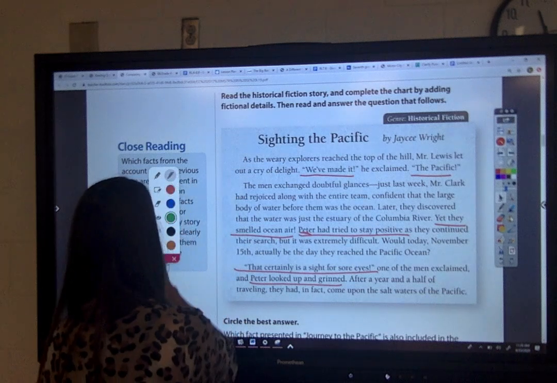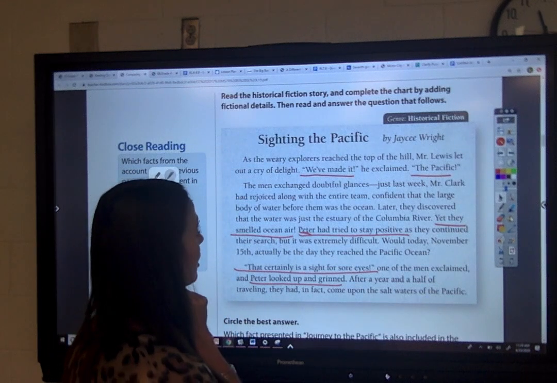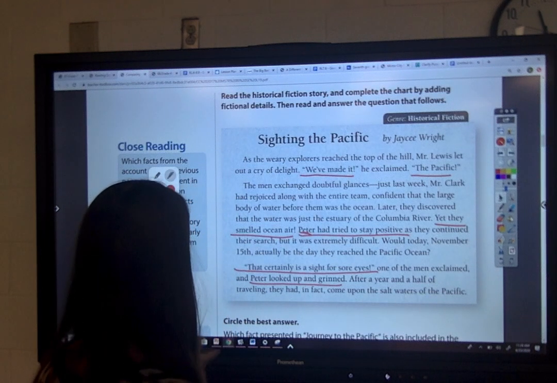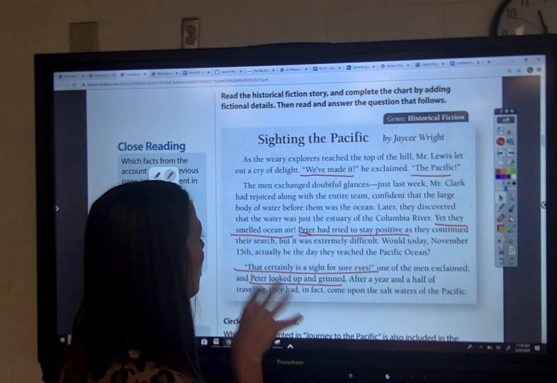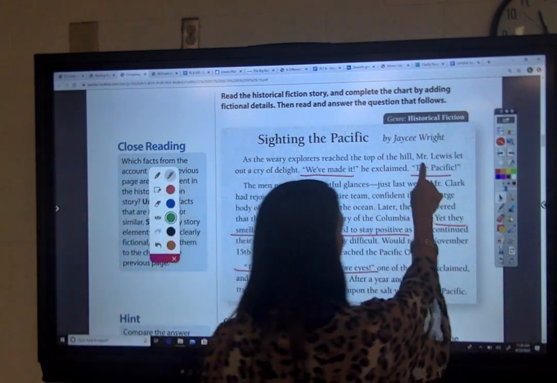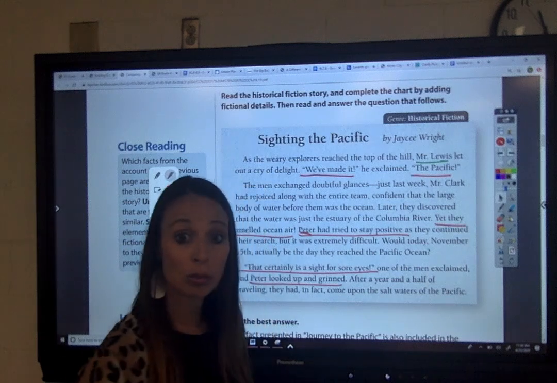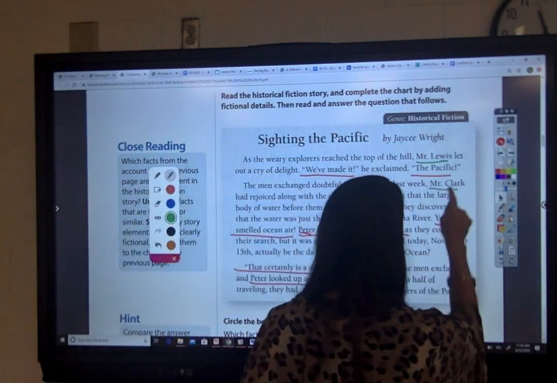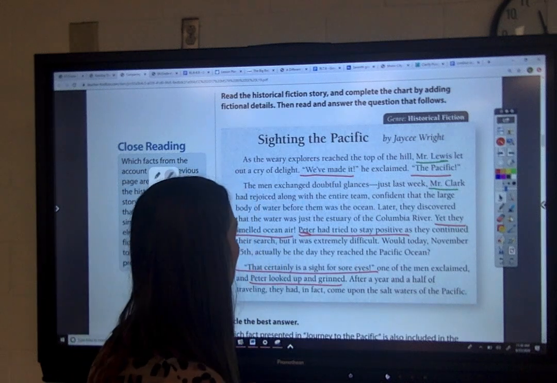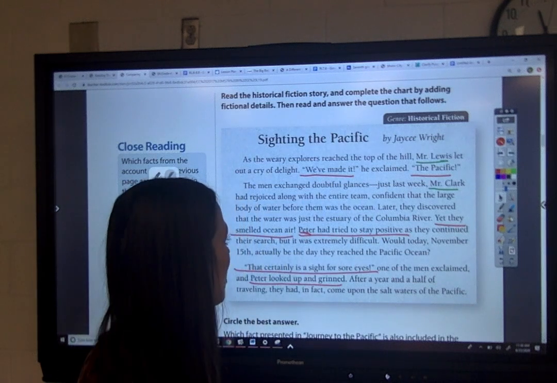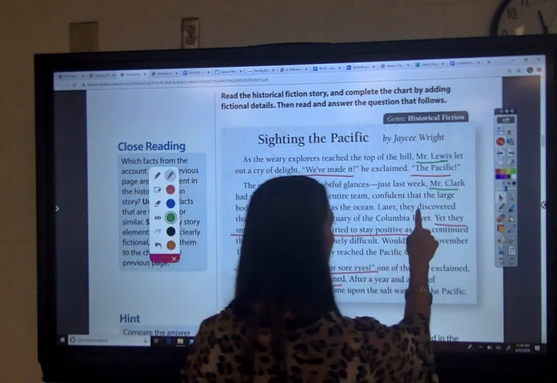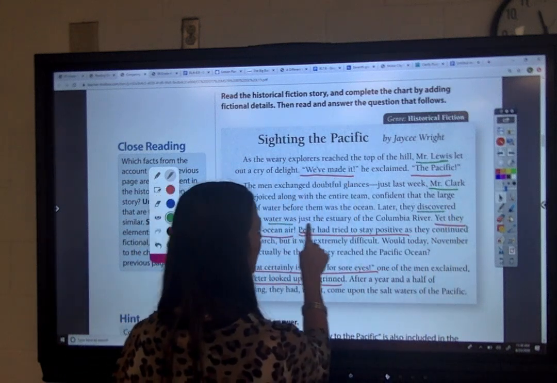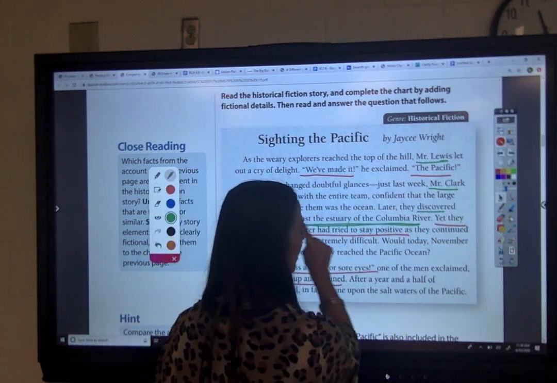So let's use a different color, and let's underline in green the actual facts. Well, what was the same? Well, I know Mr. Lewis was actually a real person in history. And Mr. Clark, we know that they were both real people. Something else that we know was actual fact is that they really did discover that the water was the estuary of the Columbia River.